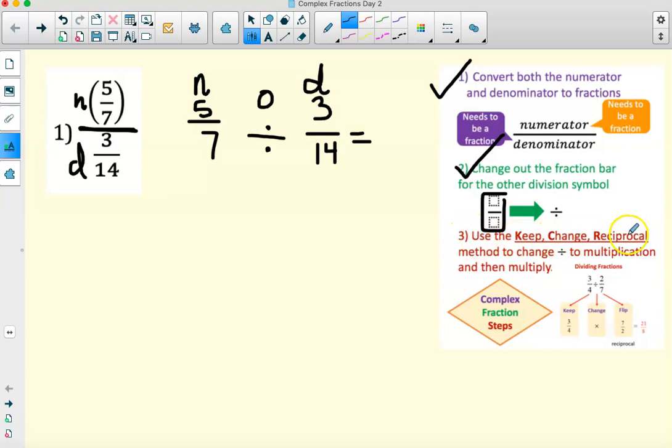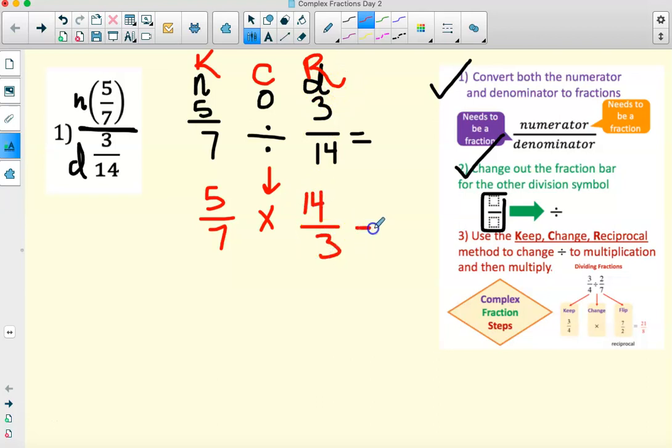Use the keep, change, reciprocal method to change division to multiplication, and then multiply. So I'm going to just change colors, and I'm going to keep the 5/7. The first fraction stays the same. I change the operation to multiplication, so from division to multiplication. And then I'm going to write an R for reciprocal. Last year you might have talked about this as just the action, flip. Because when you flip it or trade the numerator and denominator, you've created the reciprocal.